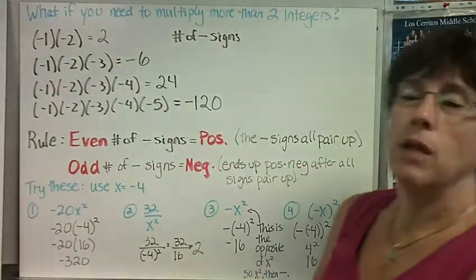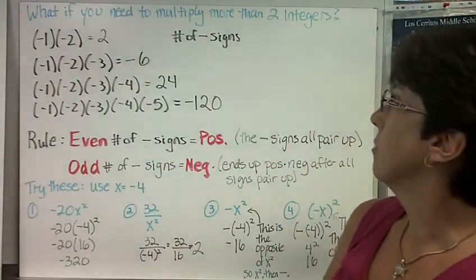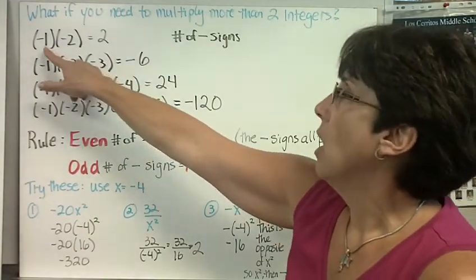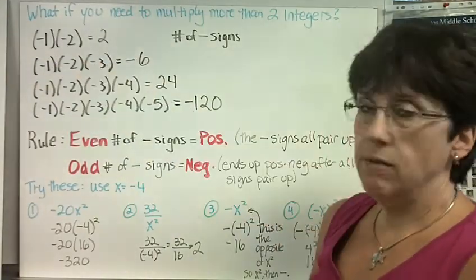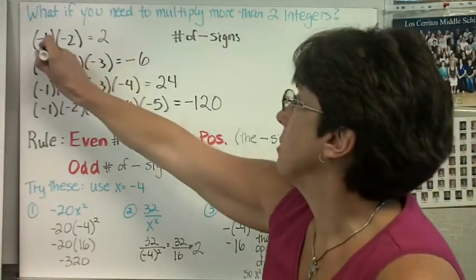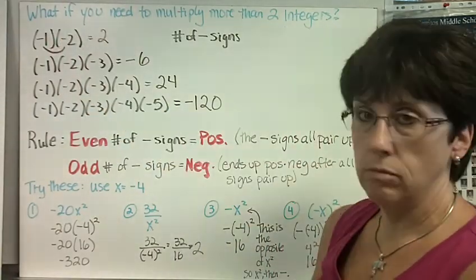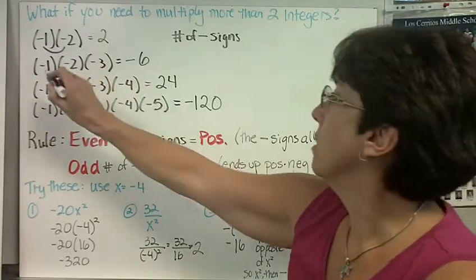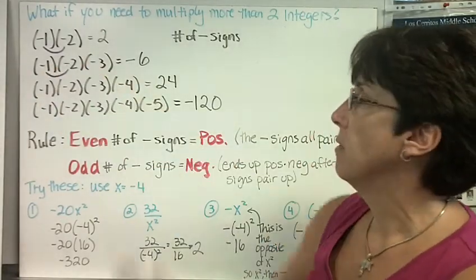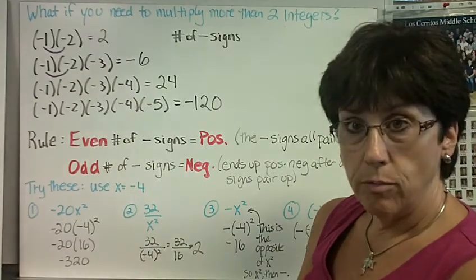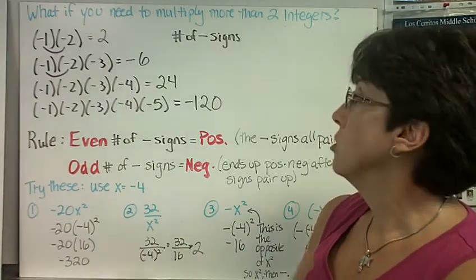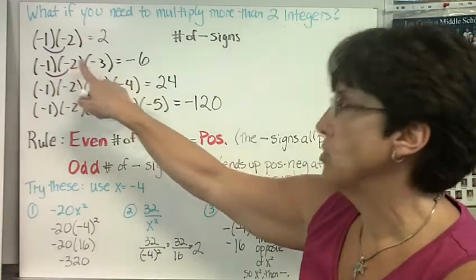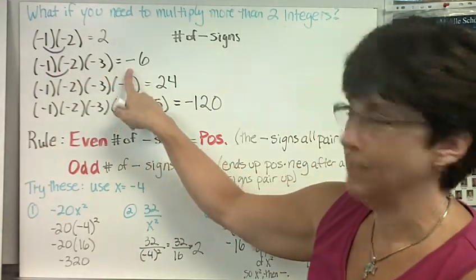But what if you need to multiply more than 2 integers? Let's do a little experiment. Negative 1 times negative 2, negative times negative pairs up, and we get positive 2. Let's do negative 1 times negative 2 times negative 3. Well, these two pair up, and we get a positive, but now we have positive times negative. I'm sorry, we have positive 2 times negative 3, negative 6.